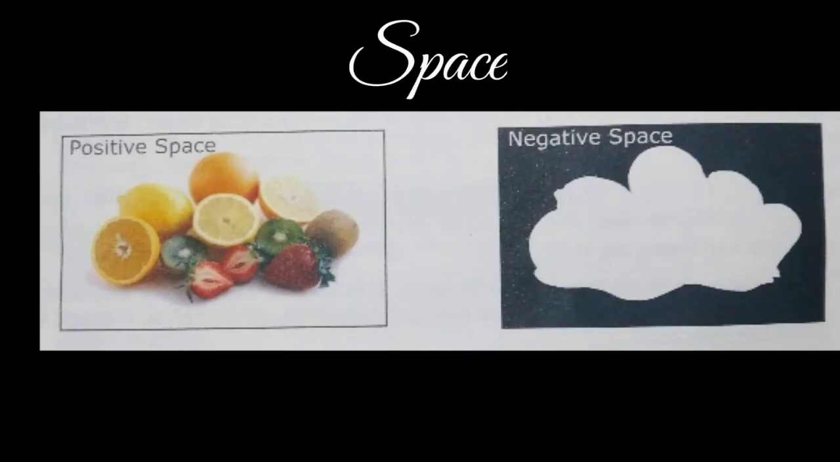The next element is space. Space is the area around, above and within an object. The area between the foreground, background and the subject of a composition. Space is divided into two categories: positive space, the area covered by shape or the main object. Second is negative space, the area around the subject matter.